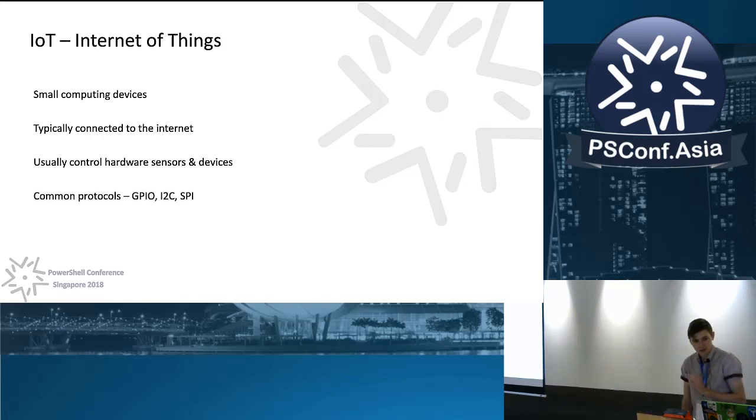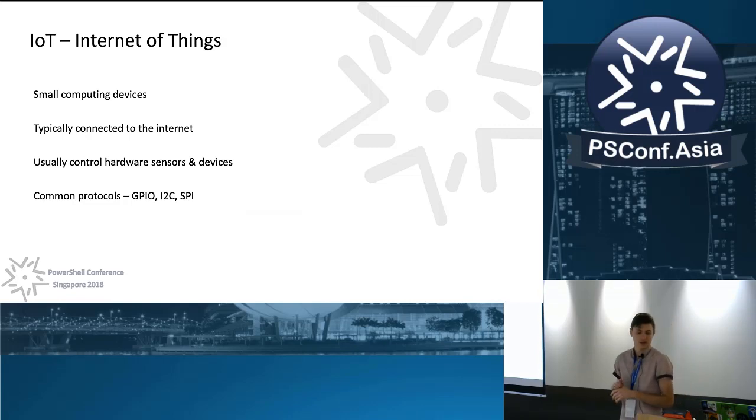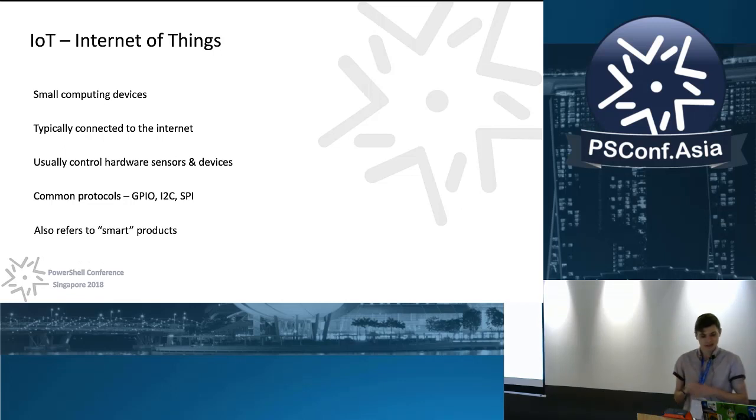There are some common protocols out in the IoT world. These are a few of them: GPIO, I2C, SPI. You don't need to know these. Don't let them freak you out. Some of them are easier than others, but we'll take a look at those a little later.